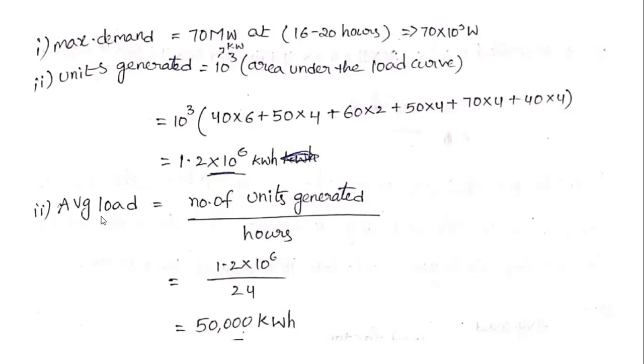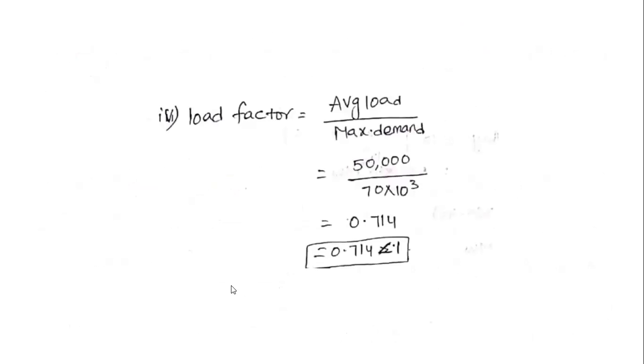Next, coming to the average load. What is the formula for average load? That is the number of units generated per hour. What is the number of units generated? That is 1.2 into 10 power 6, and the number of hours is 24.